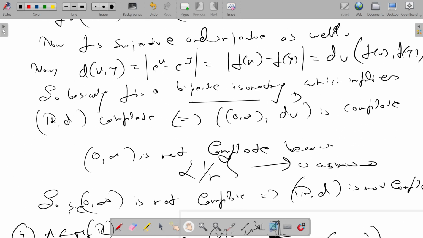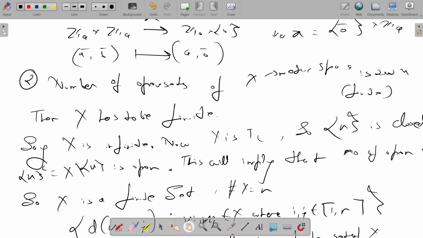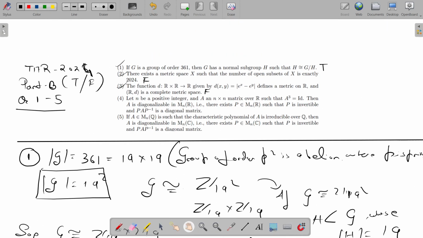So we are done with this, and this will also be false. We have completed question number 4, and question number 4 is also false.